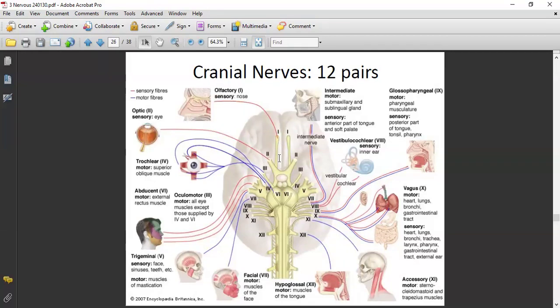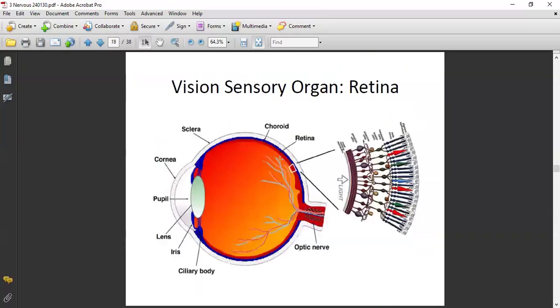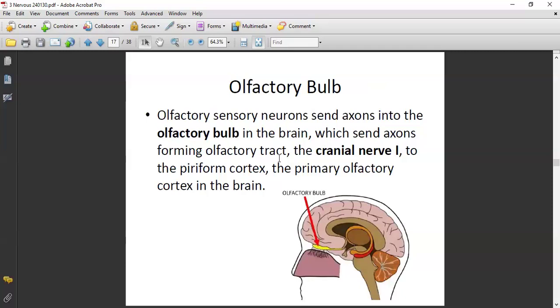So that is a very simple, very straightforward quiz question. Which cranial nerve serves the smelling function? That's cranial nerve 1. So that's the very first one.